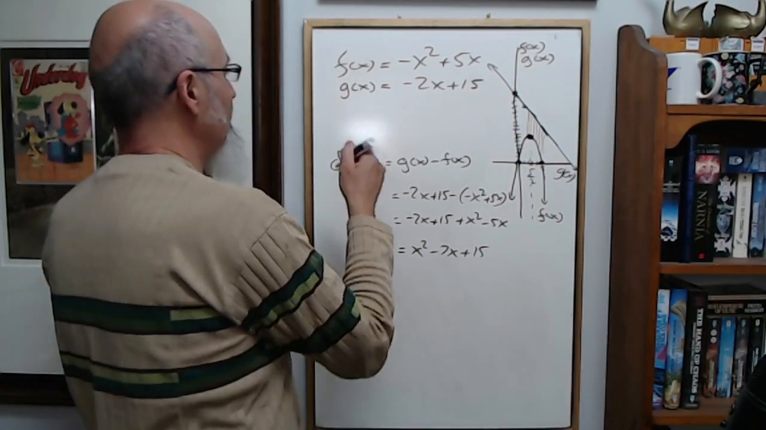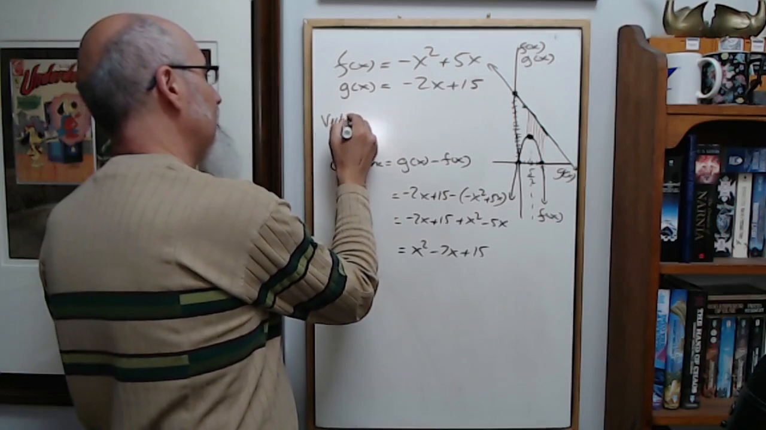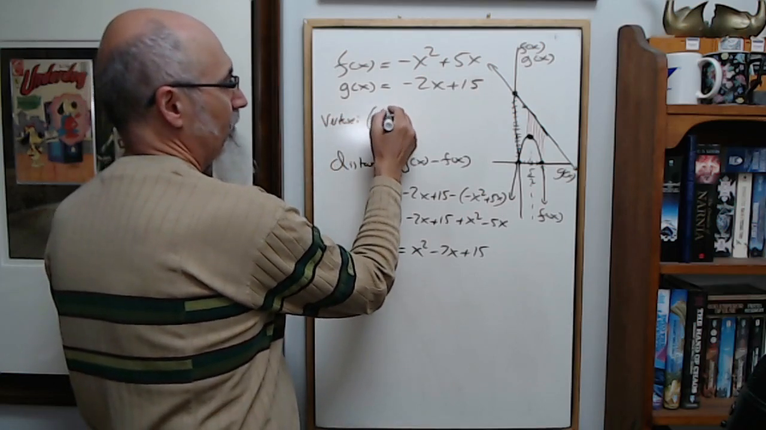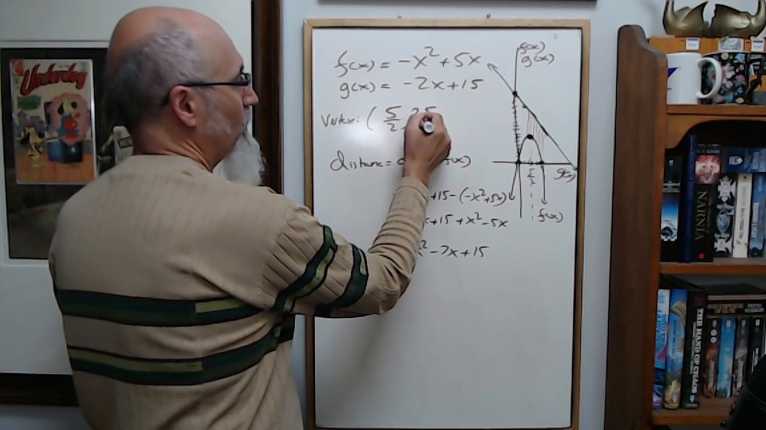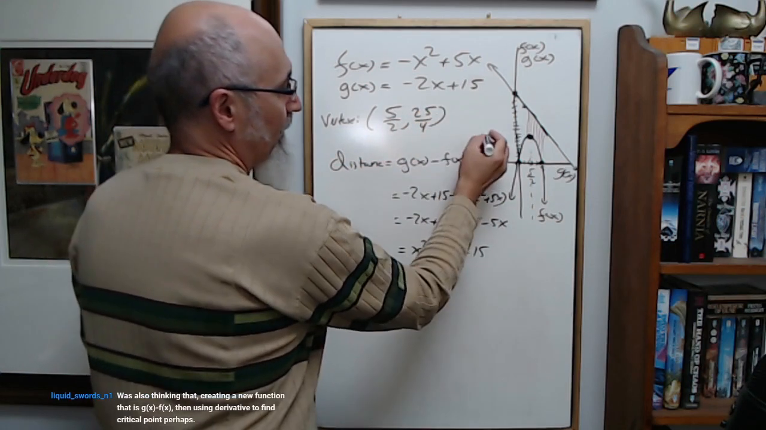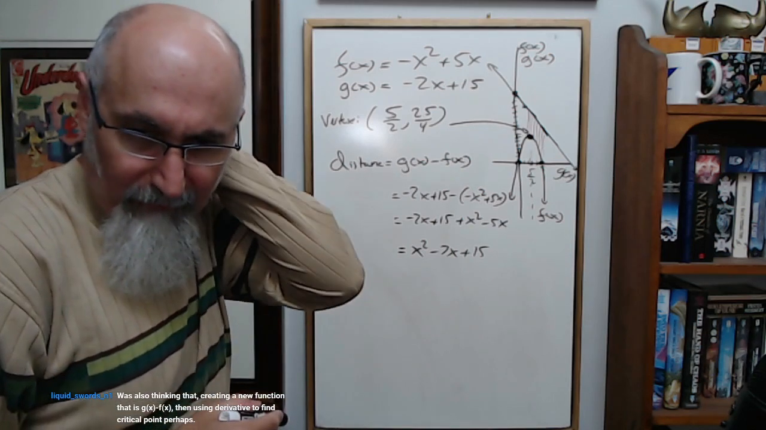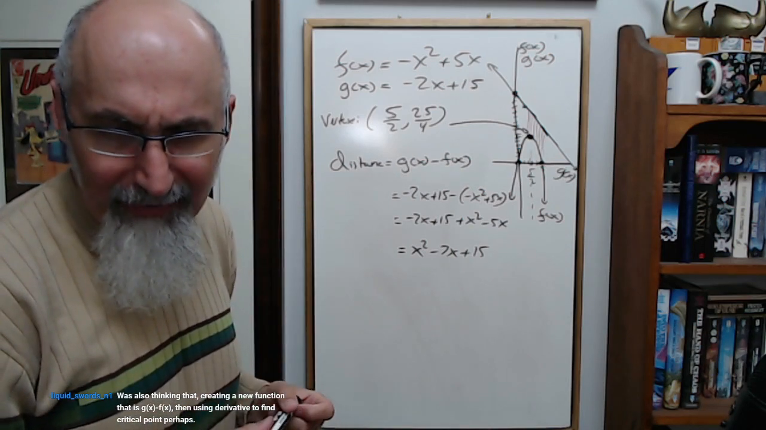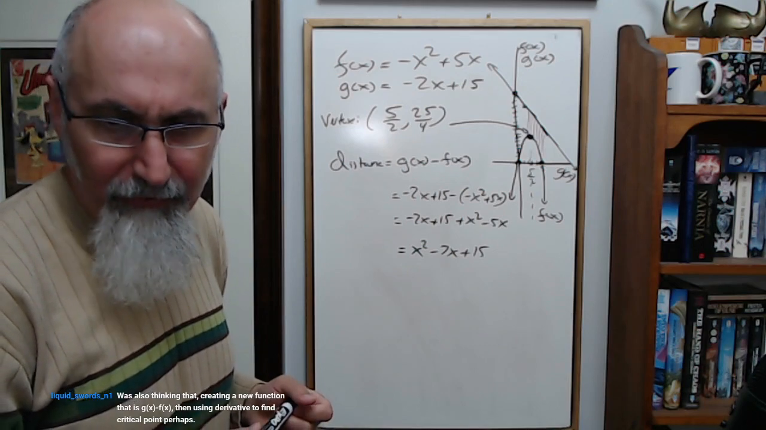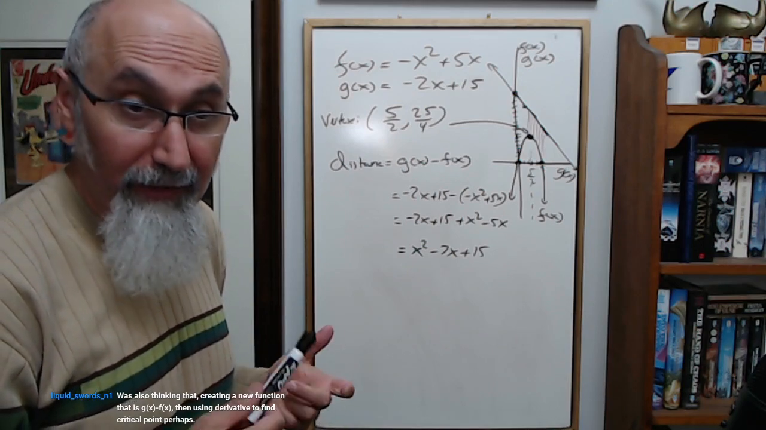Vertex for the parabola. The vertex was 5 over 2 and 25 over 4, right? That's this point here. Okay. I was also thinking of creating a new function that is this, then using derivatives to find the critical point. Yeah, you could do that.